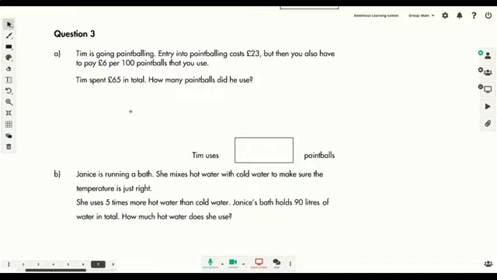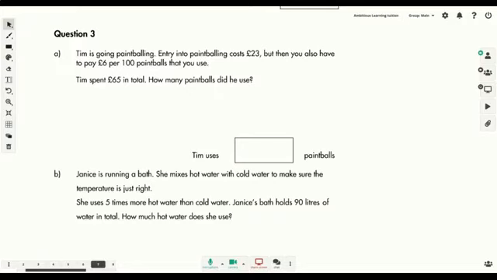Tim is going paintballing. Entry into paintballing costs 23 pounds, but you can also pay 6 pounds per 100 paintballs that you use. Tim spent 65 pounds in total. How many paintballs did he use? So you need to know how many paintballs he used.